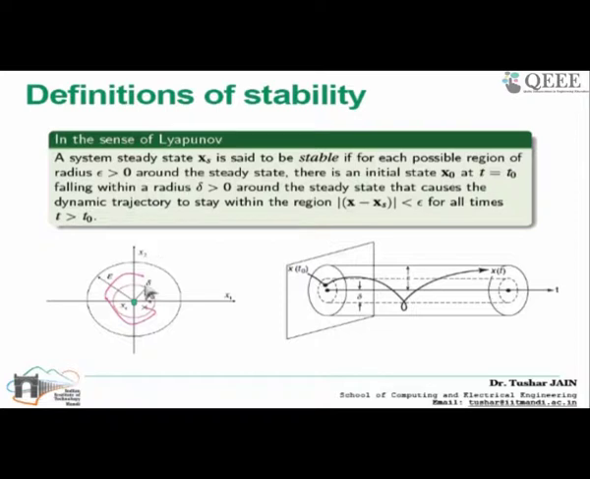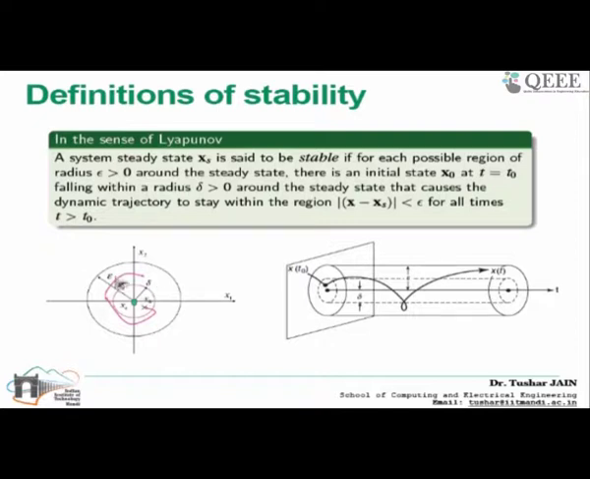Whatever on the left hand side, the figure was basically the cross section of this one. If you try to see the figure from this side, you will see this left hand side figure. So it says, if you have an initial state x naught which is inside this delta region, if I start at this point, then for all times t greater than t naught or 0, I won't escape this region which is of radius epsilon.